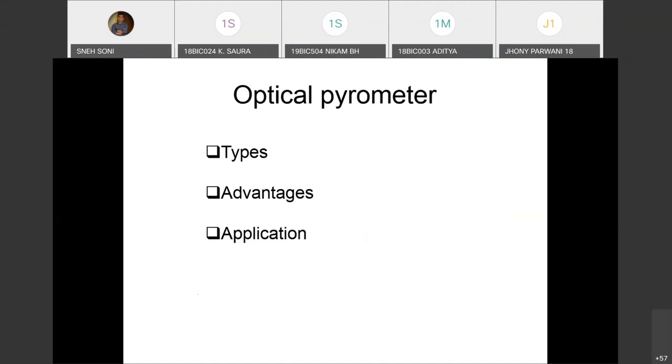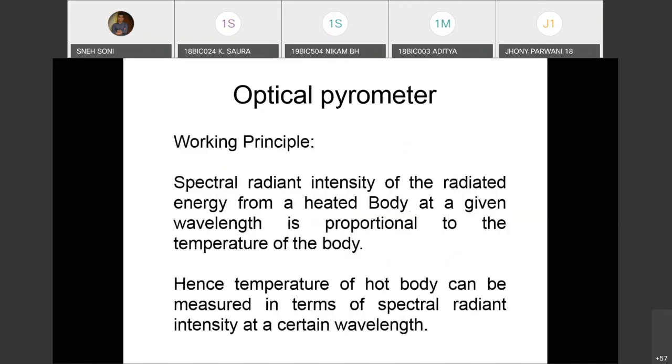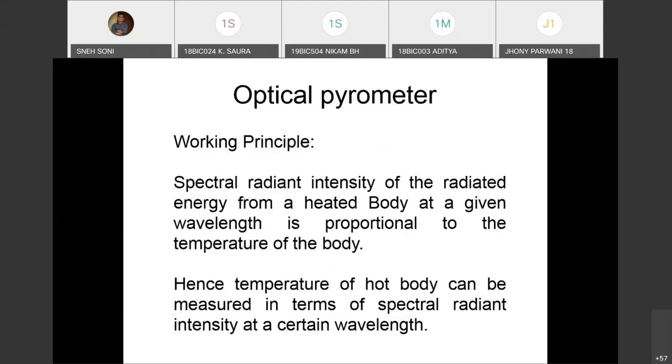Yes, sir. Good. Sir, please give a comparison of the two once. The difference in comparison is that here we take the wavelength as a reference, and both are working on the radiation principle only, right? They work on the principle of the radiation of a hot body, but here the spectral radiant intensity, if you see the principle, the spectral radiant intensity of the radiated energy from a heated body at a given wavelength is proportional to the temperature. So here we are having wavelength.